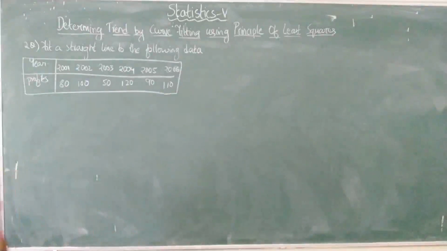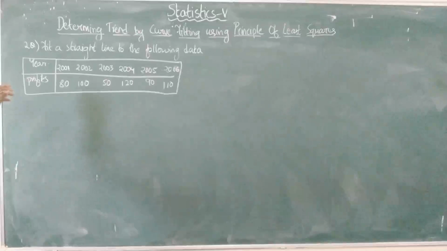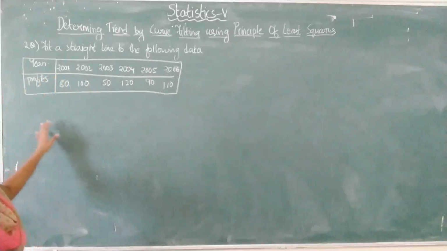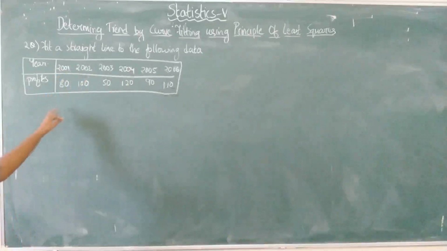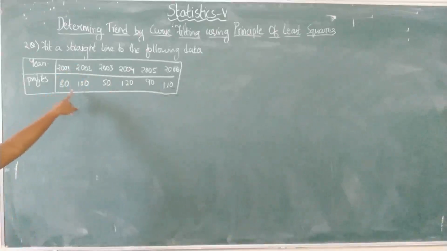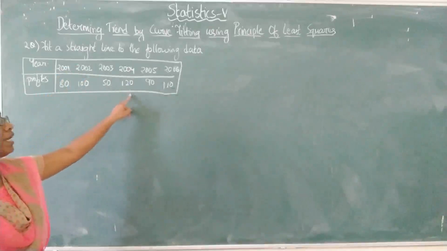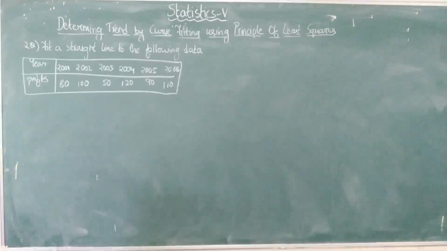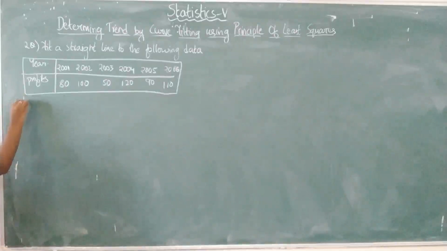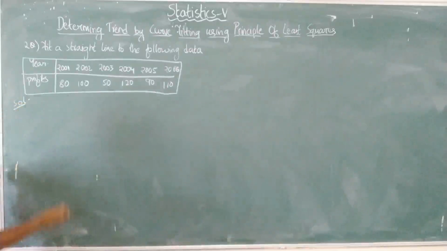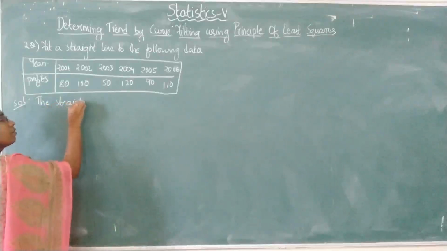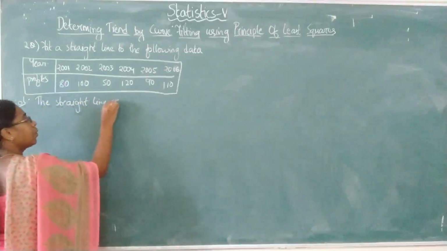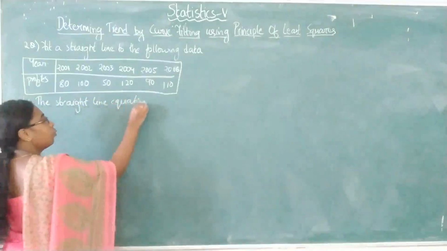So first, coming to today's problem, the question is: fit a straight line to the following data. The data is profits given for different years. From 2001 to 2006, the profits are given as 80, 100, 50, 120, 90 and 110. For this data we have to fit a straight line equation.